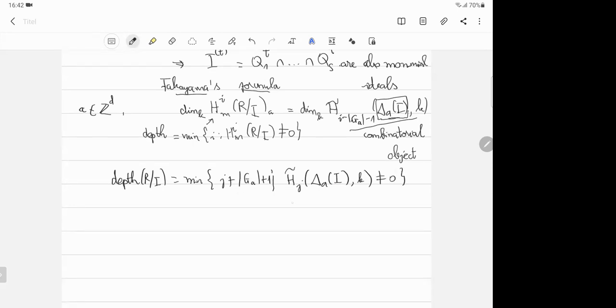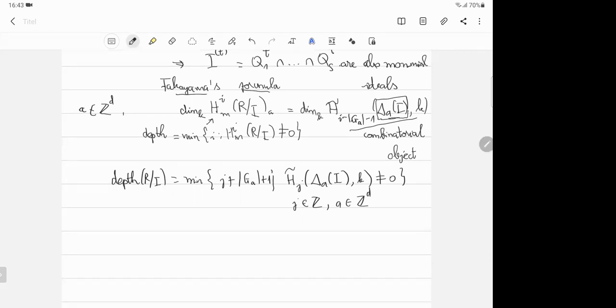So here I take j to be some integer. j can be negative and A is some vector in Z^d. So this will be the formula in terms of the degree complex. So it really doesn't depend on which value of A we are using. So A can be any vector, right?